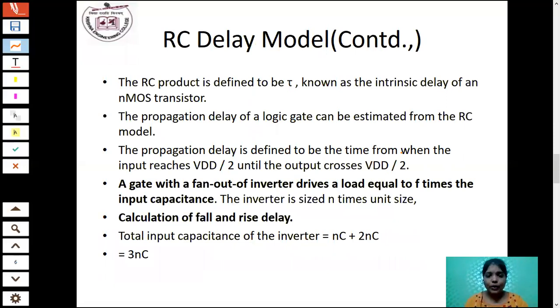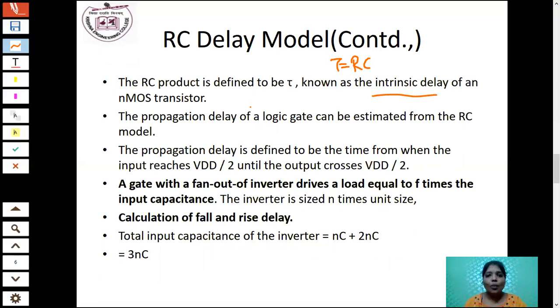Already I told you the formula for the delay. Delay can be written as tau is equal to R into C. This is very important. The delay is directly proportional to the value of resistance into capacitance. So this tau is also called the intrinsic delay of an NMOS transistor.